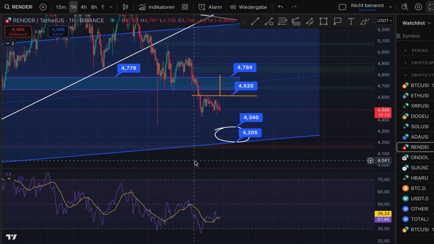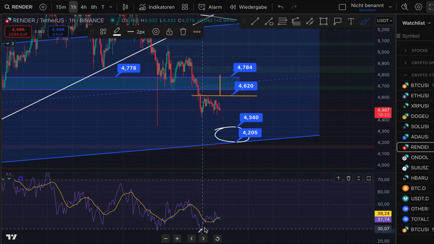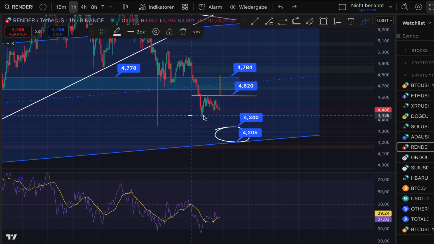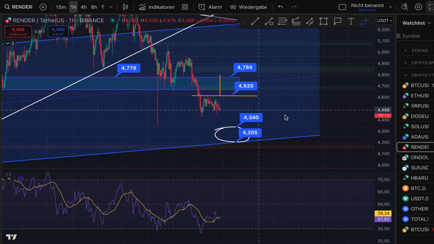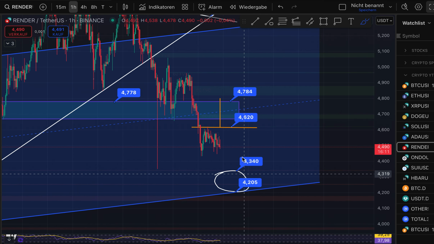I also see a bullish divergence in the chart. So basically here in the RSI we have lower highs, and in the chart we have same lows. That's a bullish divergence for me, but it's worth nothing if we don't break anything to the upside.